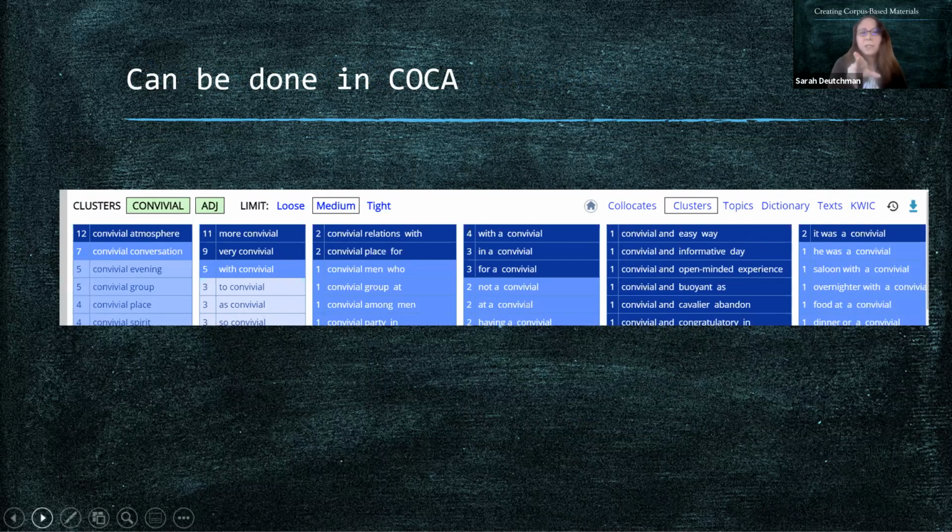So you can see what's associated: convivial, conversation. The things in the deeper blue are the ones that have the highest connection, and as the blue fades down, they have less connection. And the good thing about this is if you click it, you'll be able to see the example sentences. So it's more involved. It's a bit harder for your students to do. Mine have been able to do this.